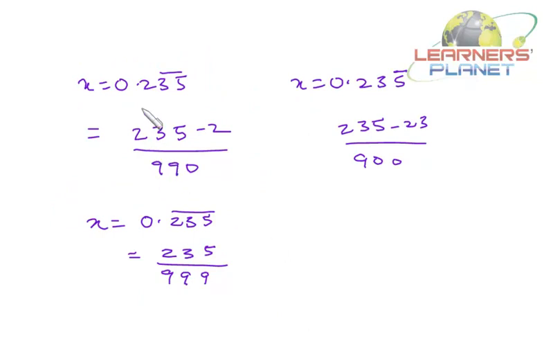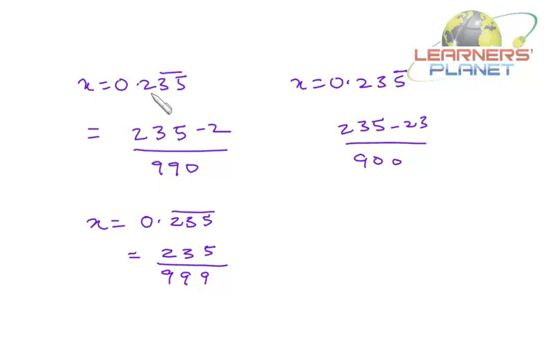Friends, now let's make a comparison among these three cases. Here I am having the bar on 3, 5. Here I am having the bar on 5 only. Here I am having the bar on 2, 3, 5. So we can draw a conclusion that here I am having the bar on 2 digits, and I am getting 2 nines over here. Here the bar is on 1 digit, and I am getting 1 nine. Here the bar is on 3 digits, and I am getting 3 nines.